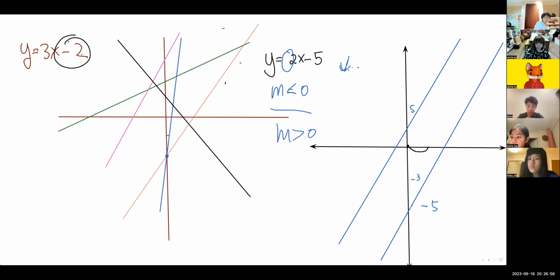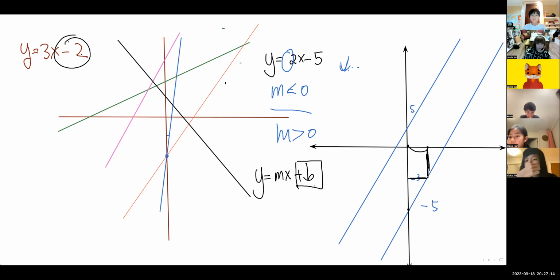Because you see, when x equals 0, y equals -5, and when x equals 1, y equals -3. Did you see it, everybody? When x is increasing, y is increasing as well. Y equals mx plus b. It doesn't matter what b is, because b is constant. B is not changing. But the value of mx is changing as x increases.